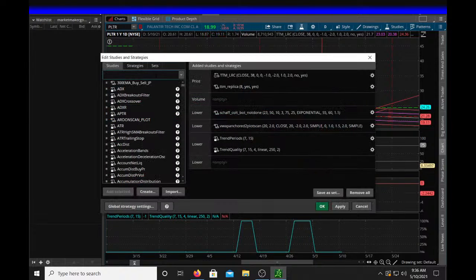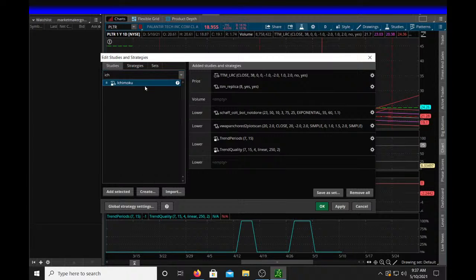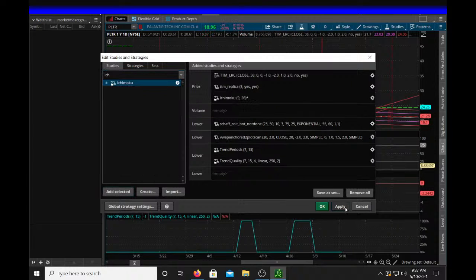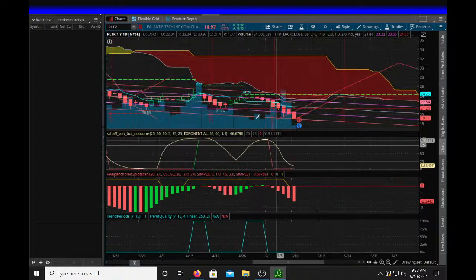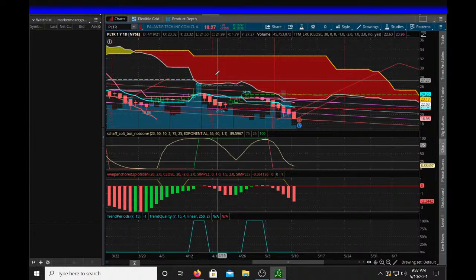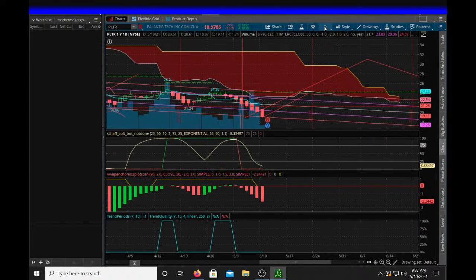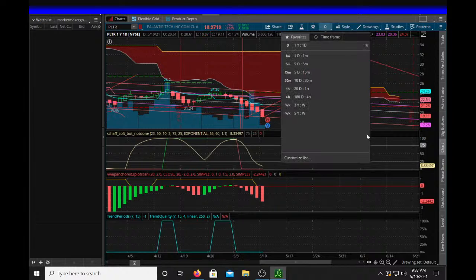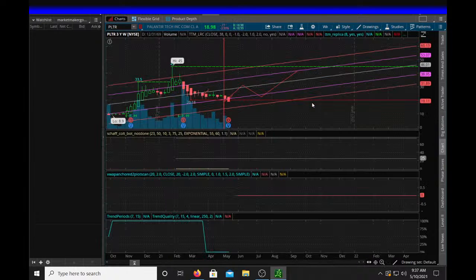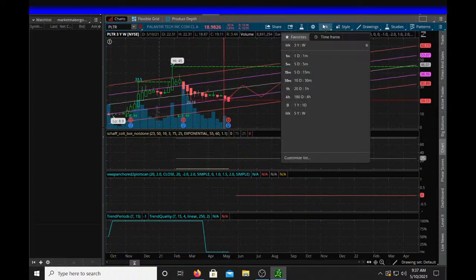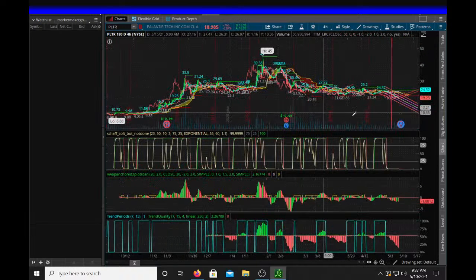So let's go pull up the Ichimoku cloud. And we can see that pressure. And there it is. Okay. Big downwards pressure on the daily for Palantir. People are shorting it bigly. And can't really see much on the weekly, but we will know when they let it go with this trend period study.